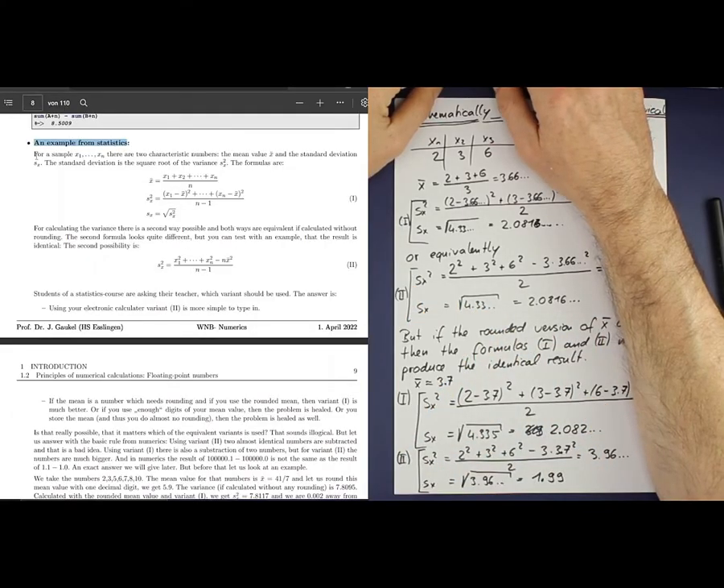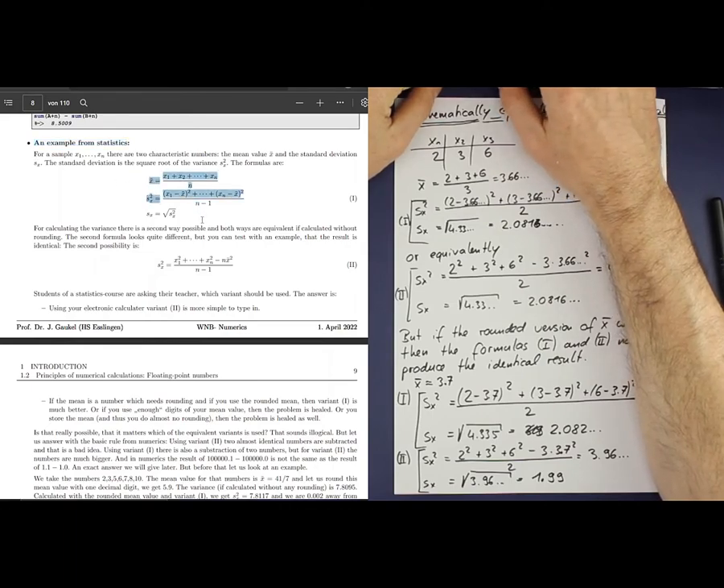Okay, so let's go back to the script. Here are the formulas. And this is variant 1.